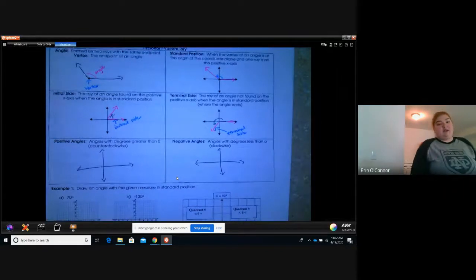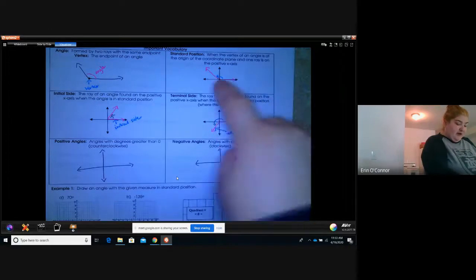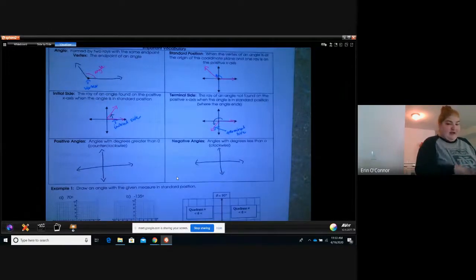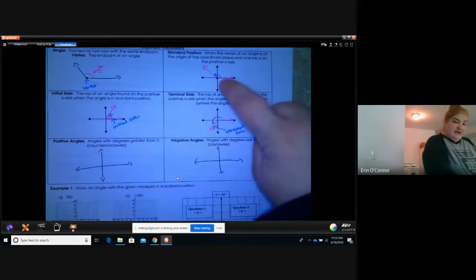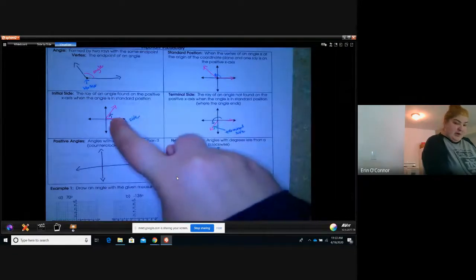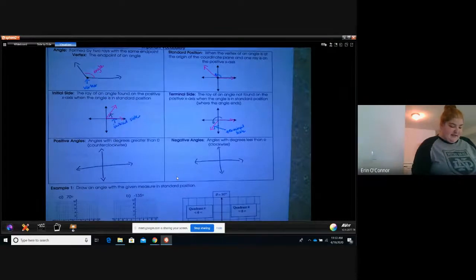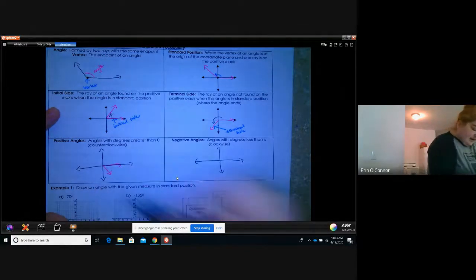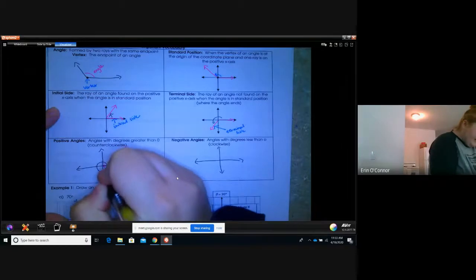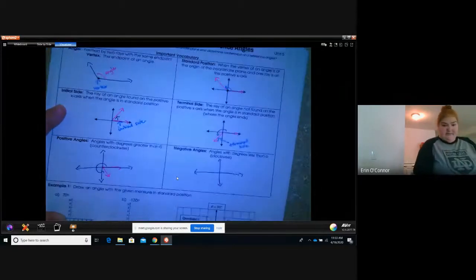Okay, so we also have positive and negative angles. All the ones I've drawn right now are positive because it goes counterclockwise or it goes up. That's how I remember it. Starting at the initial side, we're going up. We're starting positively. So if I have my angle right here, let's try and draw this, and we're going to go right here. The positive one would be because it goes up and around counterclockwise.